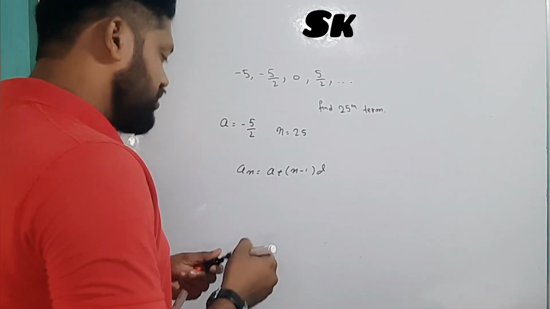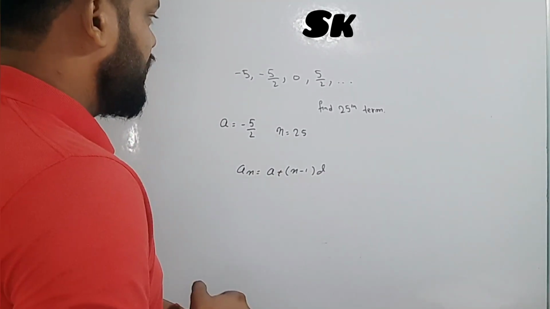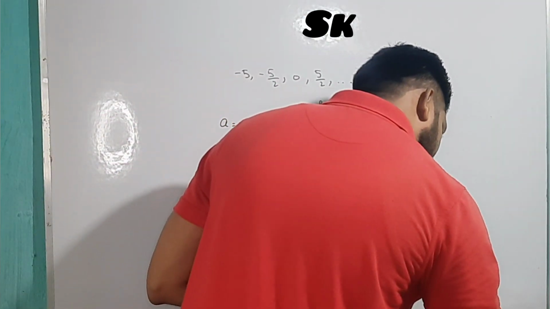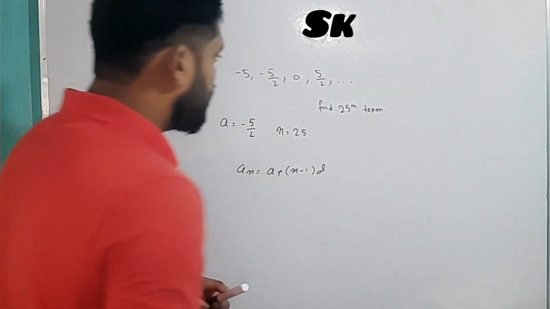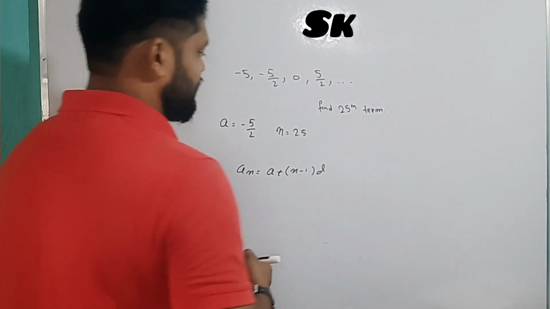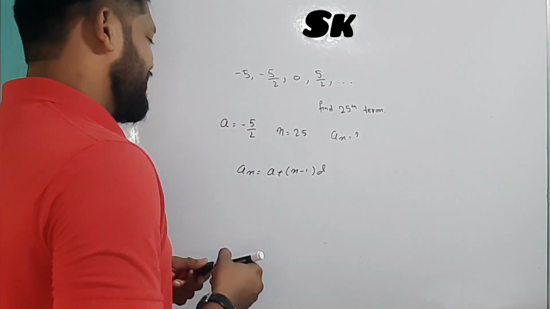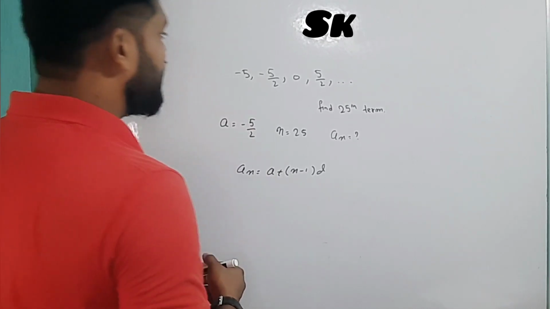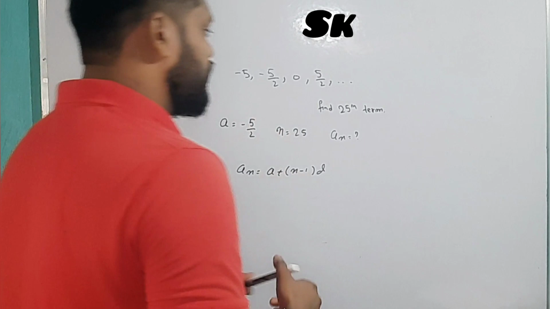For this, what are the things I need? I have a, I have n, and an I have to find out. The 25th term, an, I have to find out. D is not given, so I have to find d. How to find d? The second term minus the first term. Now you know how to find d.